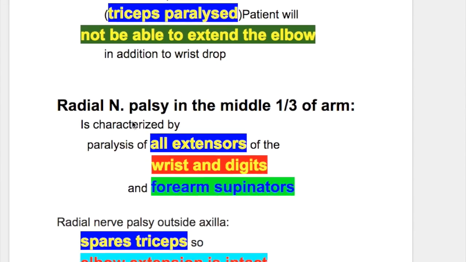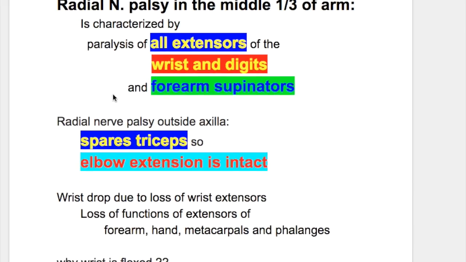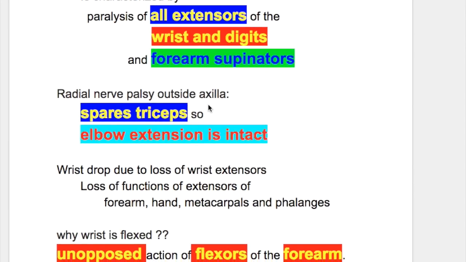Now radial nerve palsy in middle third of the arm. The radial nerve palsy in middle third of the arm is characterized by paralysis of all extensors of the wrist and digits and forearm supinators. Radial nerve palsy outside the axilla spares triceps, so elbow extension is intact. So this is the difference between the radial nerve palsy outside and inside axilla.